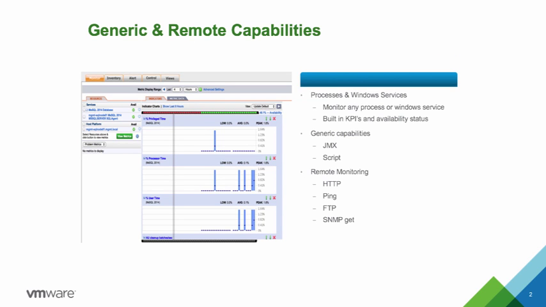We also get some remote capabilities and generic capabilities beyond that inside of the Hyperic integration. Things like looking for Windows processes and services, being able to monitor any process or Windows service that's running inside of the VM, and to have built-in key performance indicators and availability status for those particular processes. And then to be able to give us things like remote monitoring for ping, FTP, and SNMP, as well as HTTP and URL redirection type of monitoring.